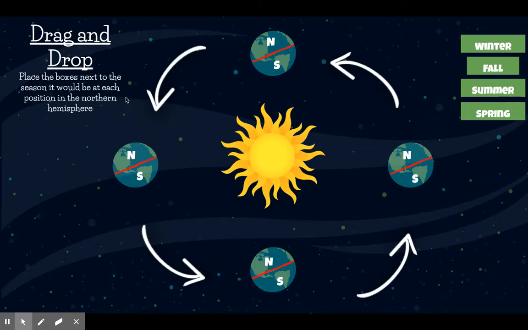This is a drag and drop activity. I want you to pause the video and drag these green text boxes to where they belong on the diagram. So orient yourself by looking at each diagram. Find the northern hemisphere where we live.